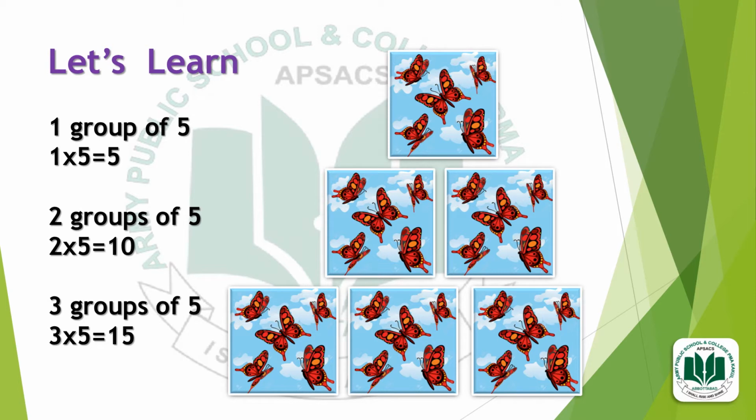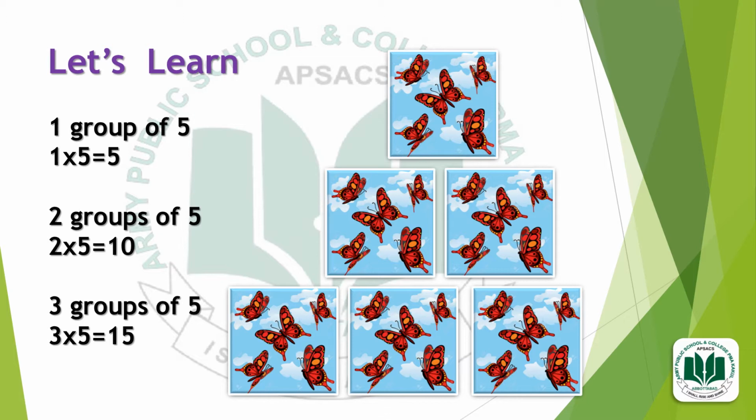Then we have 2 groups and in each group we have 5 butterflies. Instead of adding again and again, we will multiply the number of groups with the number of things in each group. There are 2 groups and each group has 5 butterflies. So we can say there are 2 groups of 5. 2 multiplied by 5. 5 2s are 10.